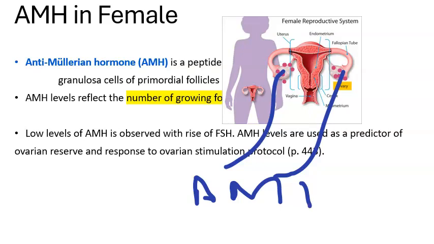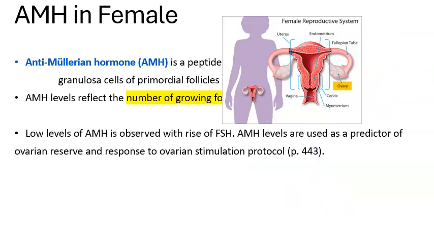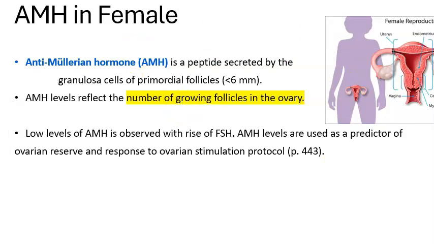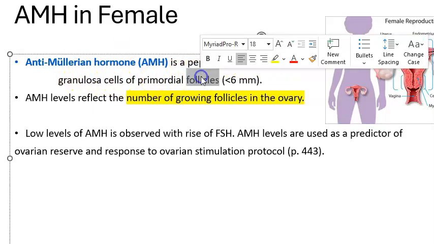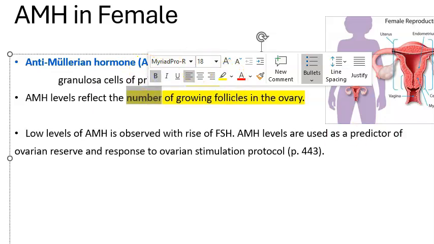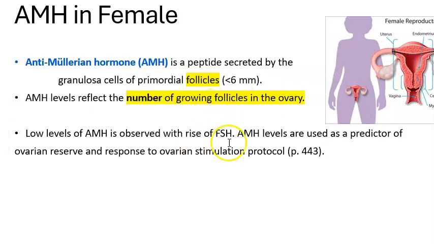So what will AMH indicate? The number of follicles which are there inside the ovaries. It won't say which is left and which is right, you won't know that, but at least you will know how many follicles are there. So let us read this. Anti-Mullerian hormone is a peptide secreted by the granulosa cells of the primordial follicles. We'll just remember that it's secreted by the follicles. And what does this AMH reflect? It's reflecting the number of growing follicles in the ovary. Number is the word here. It indicates the number of the growing follicles in the ovary.